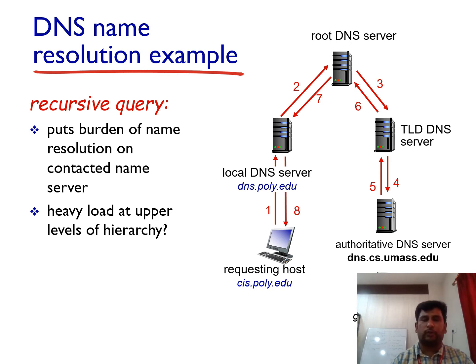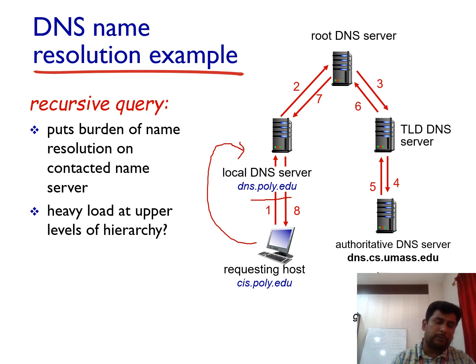But in case of recursive queries, here the burden of name resolution will be on a different case. For instance, first I put my request from the requesting host, I will forward my request to the local DNS server. So whether I need to connect to a particular website, you can provide me the IP address map. For instance, if it is having it, it will respond back, and in case it doesn't have the information, the local DNS server will forward this request from local DNS to root DNS, right? And root DNS will verify from its database. If it is having that information, it will respond back.